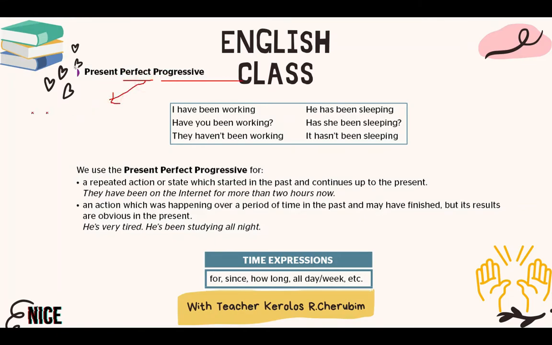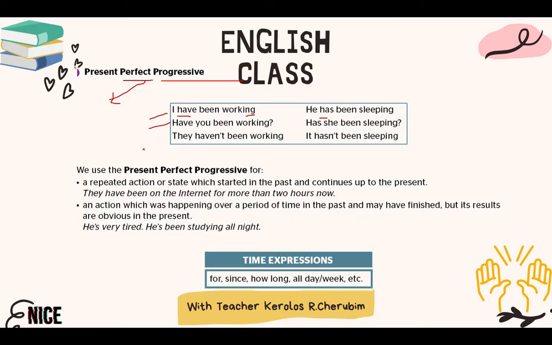Once we mention perfect, that means we have "have" and "has". And once we mention progressive, that means we have "-ing", something which is continuous, something which is ongoing. Okay? So, in order to put them into one combination, we will be saying like, I've been working, he has been sleeping, have you been working, has she been sleeping, they haven't been working, it hasn't been sleeping. The first line is for the affirmative, the second line is for the yes or no questions, and the third line for the negative.